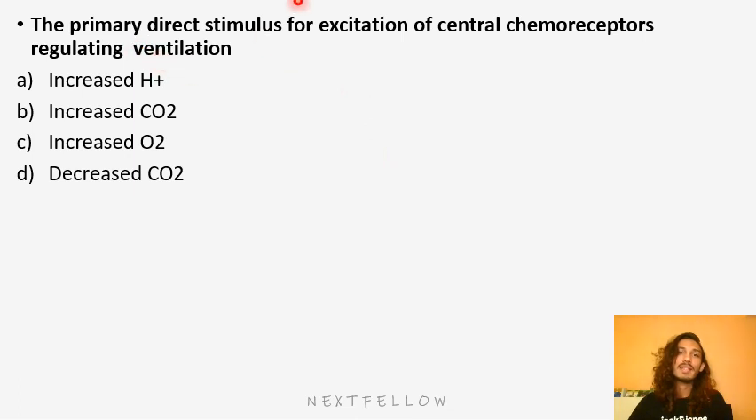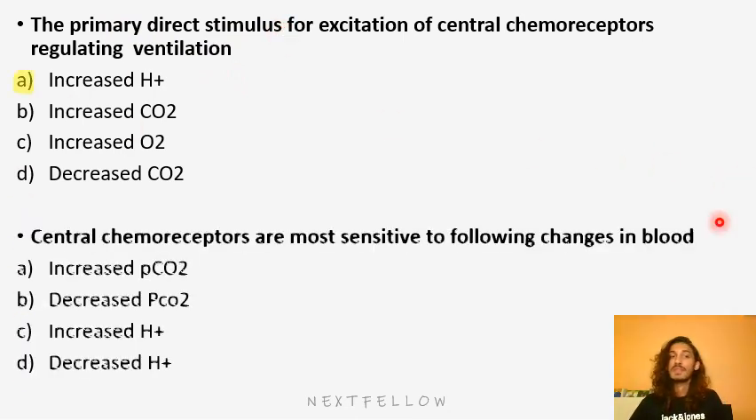The primary direct stimulus for excitation of central chemoreceptors. So primary direct stimulus is the H plus. Okay, so increase in H plus. Central chemoreceptors are most sensitive to following changes in blood. So in the blood, most sensitive is increase in PCO2.